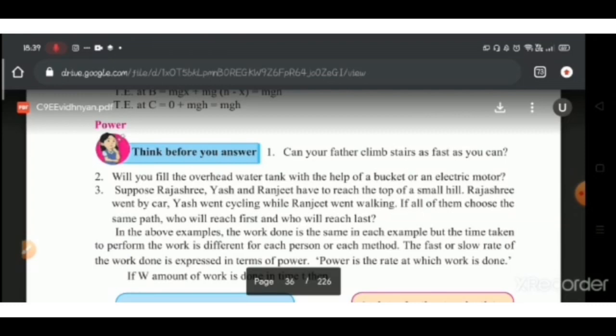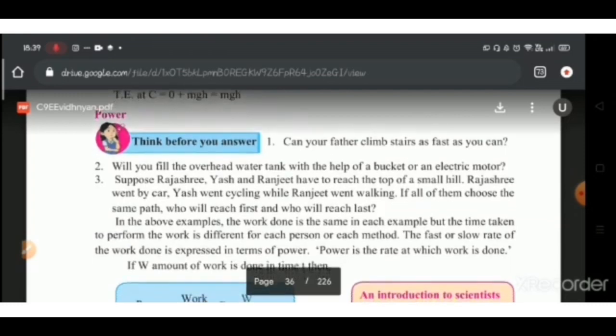Here we'll be starting with the third situation. Here we have supposed three friends have to reach the top of the hill, and one went with the car, second one went cycling, the third one went walking. As these situations are given, you can just imagine that in the three situations, the one who is walking will be the one who will reach at the last. Okay, the last one, Ranjit, will be the one who will reach last.